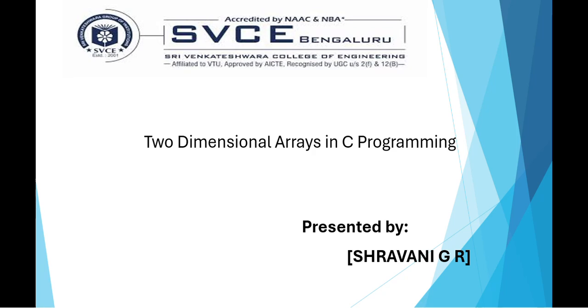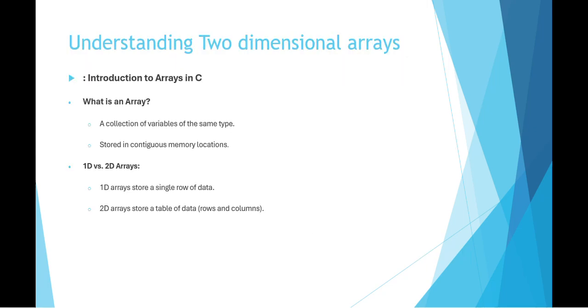I'm going to explain the two-dimensional arrays in C programming. How do we create the two-dimensional arrays in C programming? First, we know the introduction to arrays in C. What is an array? A collection of variables of the same type is called an array, stored in contiguous memory locations. Contiguous means homogeneous elements we can store in the array.